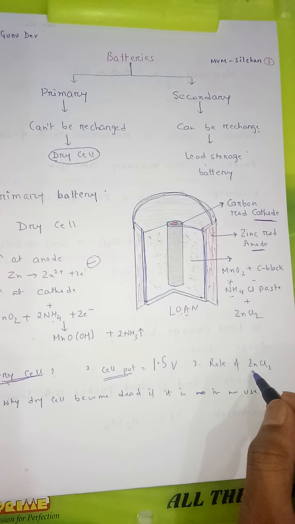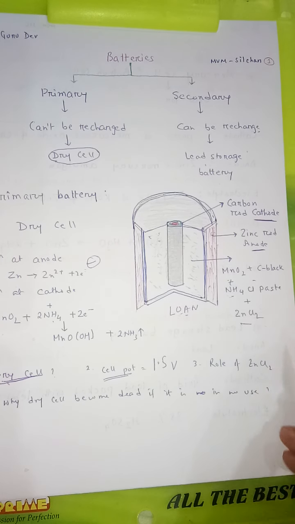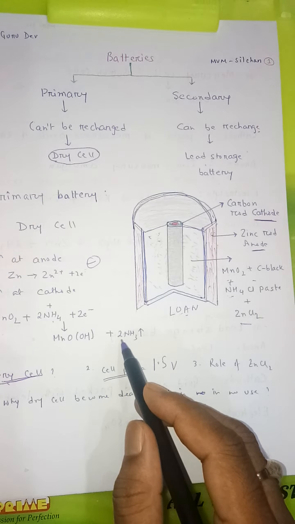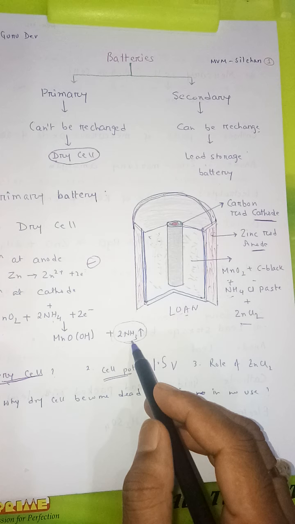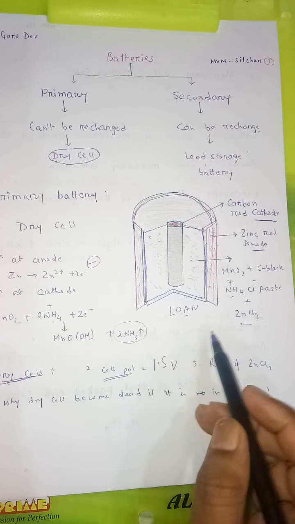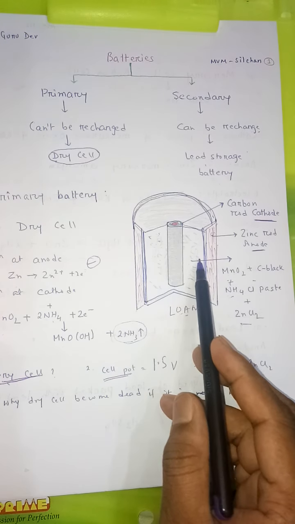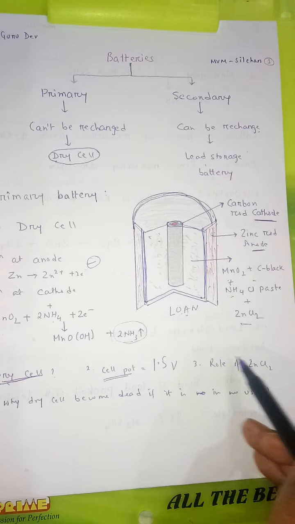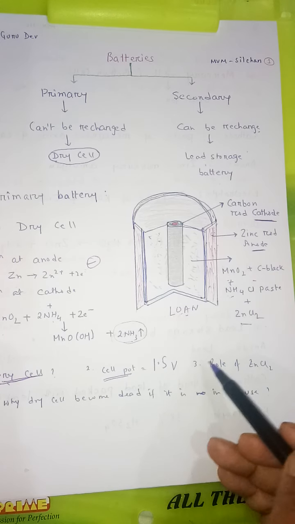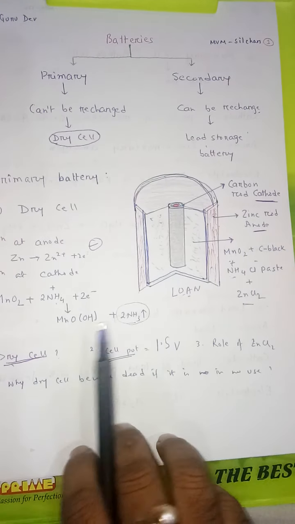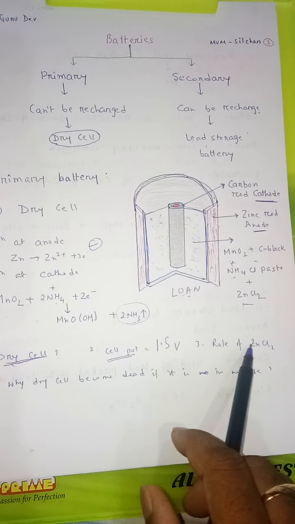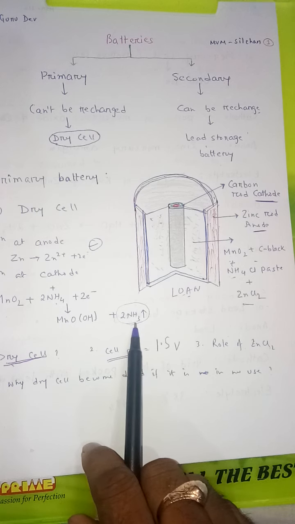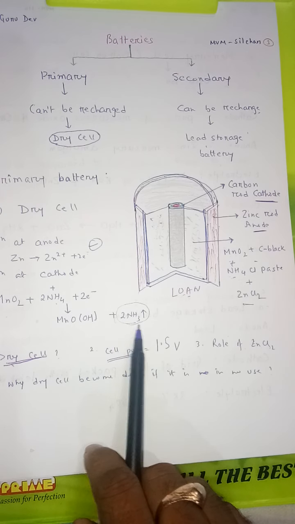And what is the role of zinc chloride? Zinc chloride reacts with the ammonia gas produced in the reaction at the cathode. Otherwise, lots of ammonia gas would be produced that may crack the cell. So ammonia and zinc chloride react to form a salt. That is why the role of zinc chloride is to reduce the pressure from ammonia gas.